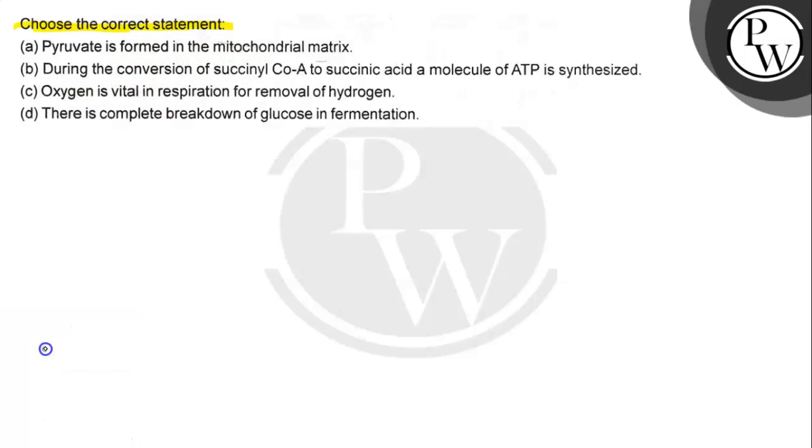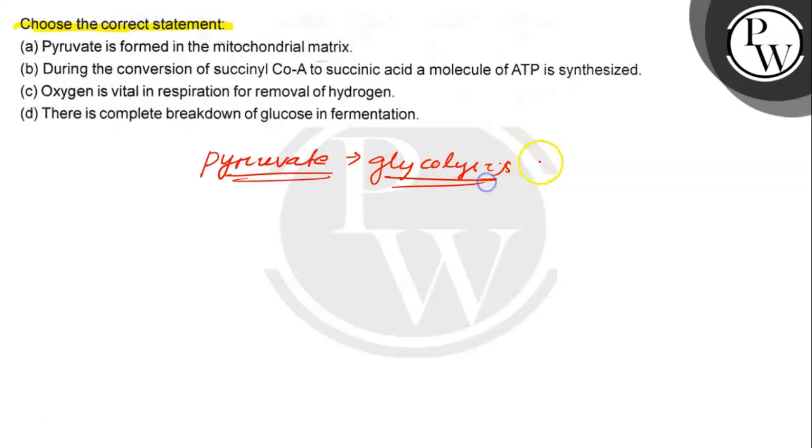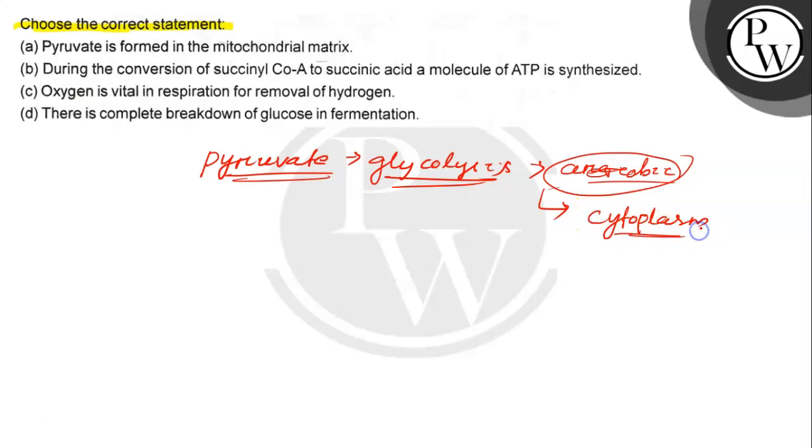So this one is wrong because pyruvate is the ultimate product of the glycolysis process. Glycolysis is an anaerobic reaction, and this is formed in the cytoplasm, not in the mitochondrial matrix. So this one is the incorrect statement.